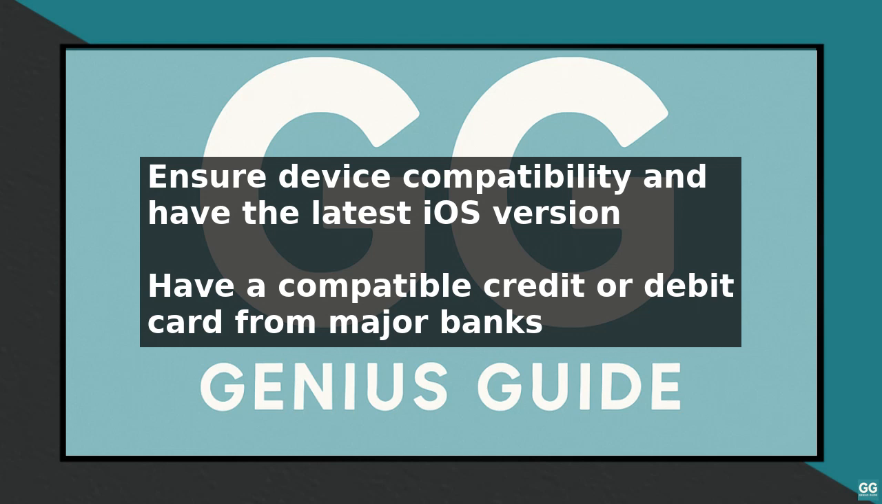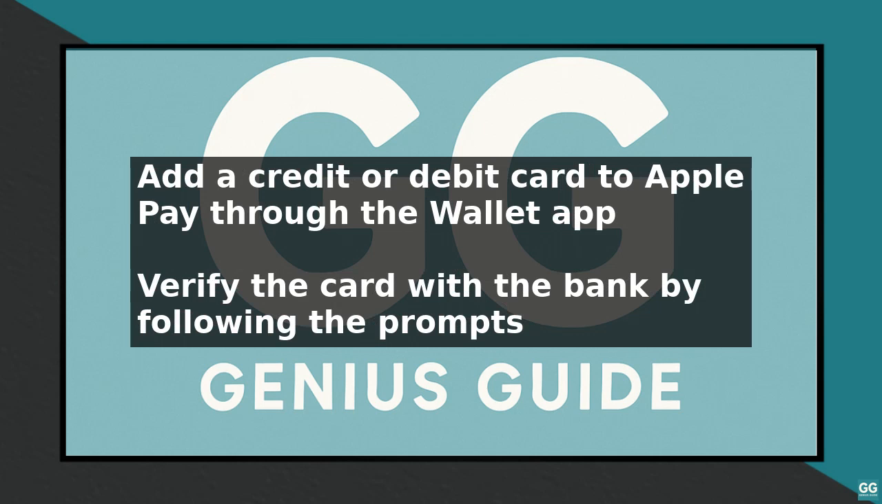Once your card is added to Apple Pay, you can set it as the default card. To do this, go to the Settings app on your device. Then tap Wallet and Apple Pay. Tap Default Card and select the card you want to use as your default. You can also change the default card at any time by following the same steps.